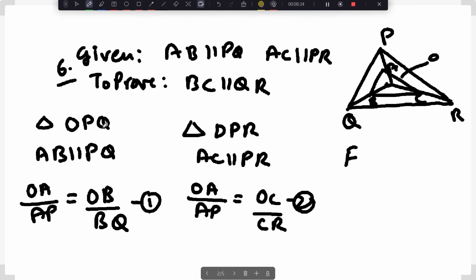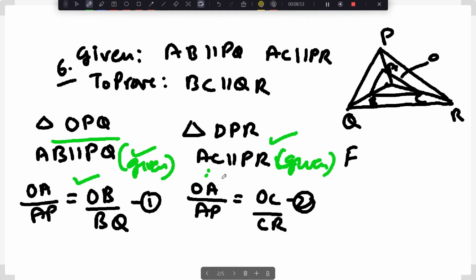So we'll first look at triangle OPQ. AB is parallel to PQ, and hence it will divide the corresponding sides in equal ratios. So OA by AP is equal to OB by BQ. Now in triangle OPR, where again this has been given, so write given, and you have to say therefore, again it will divide the sides in the same proportion. So OA by AP is equal to OC by CR.